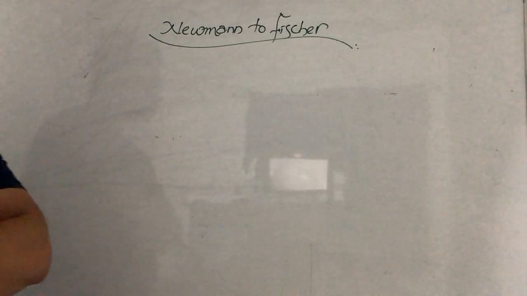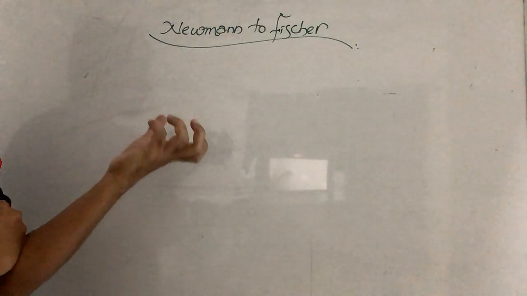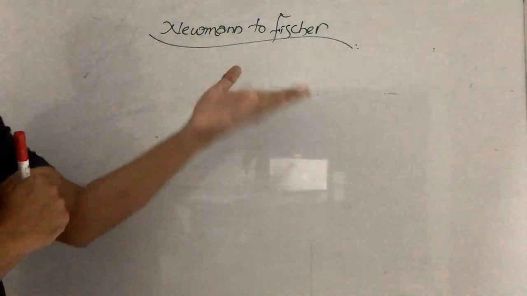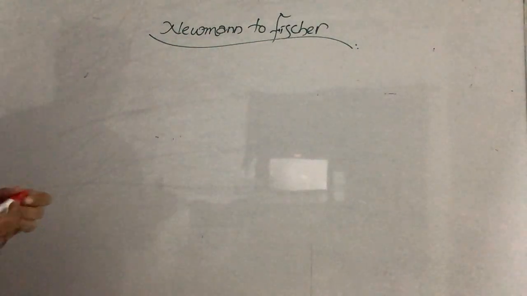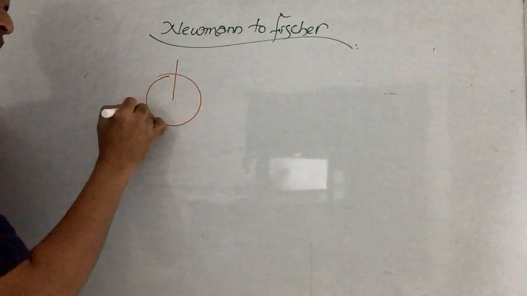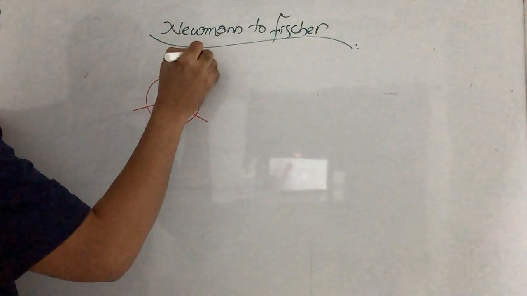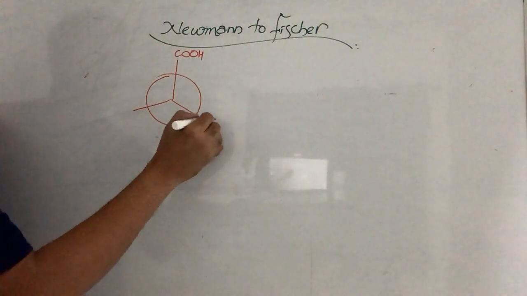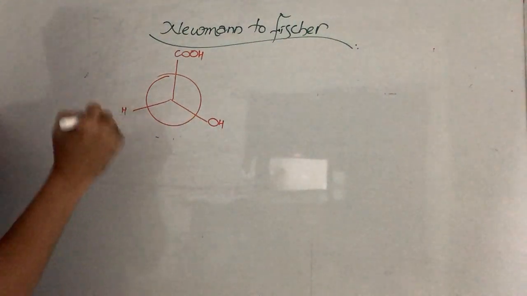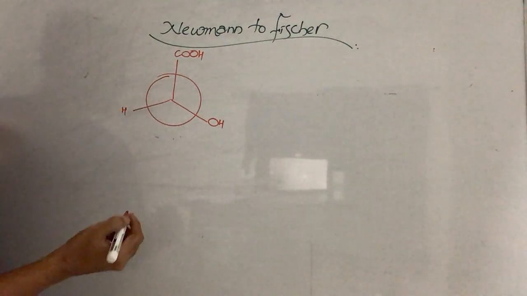Hello. In this session, we'll go through the conversion of a Newman structure, or Newman projection, into a Fischer projection. We know Newman means it will be given like this. Let us take this as the COOH group, OH group here, hydrogen here. This is the first carbon, this is the second carbon. Behind this, one more carbon is there.